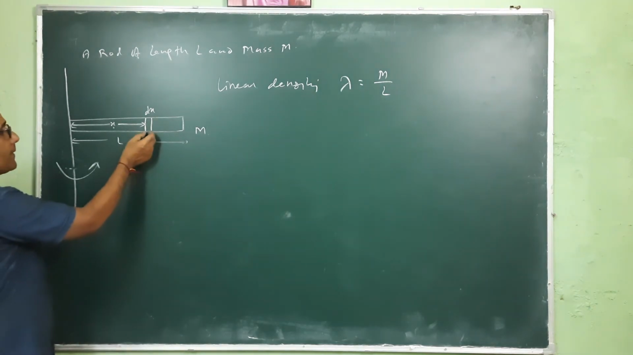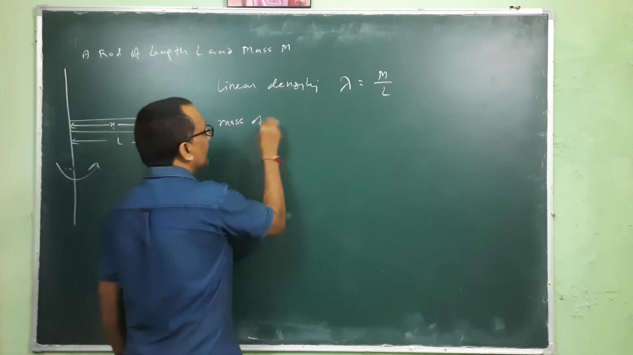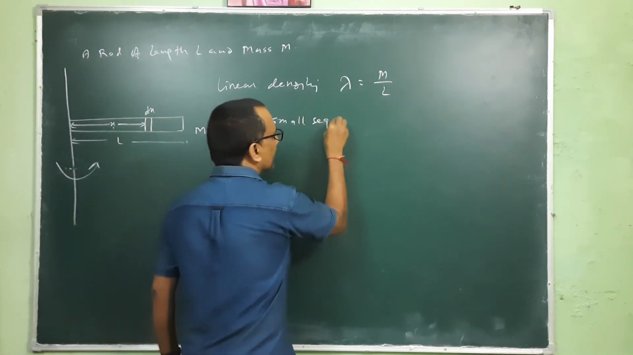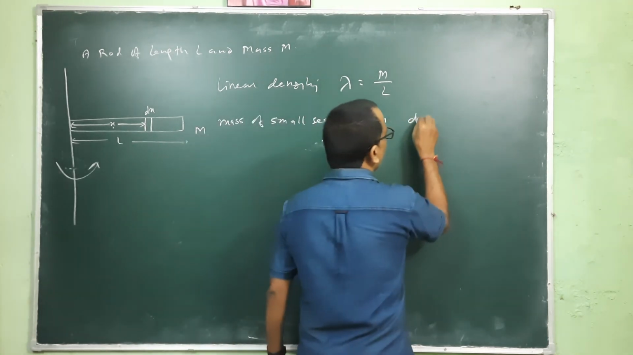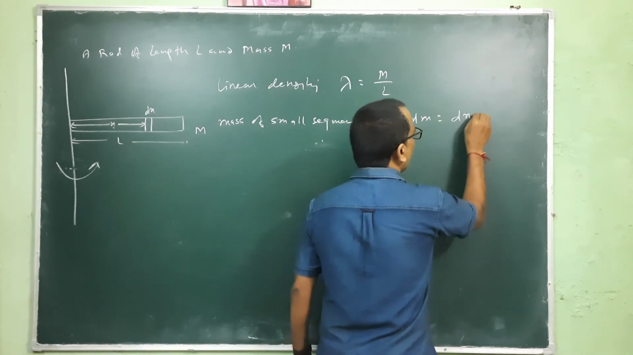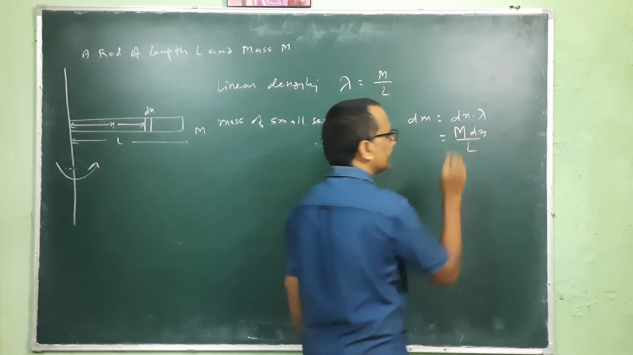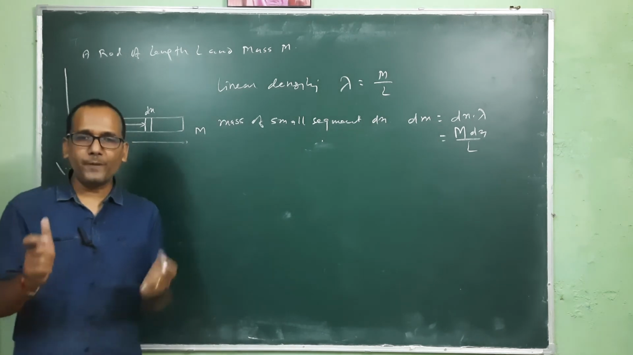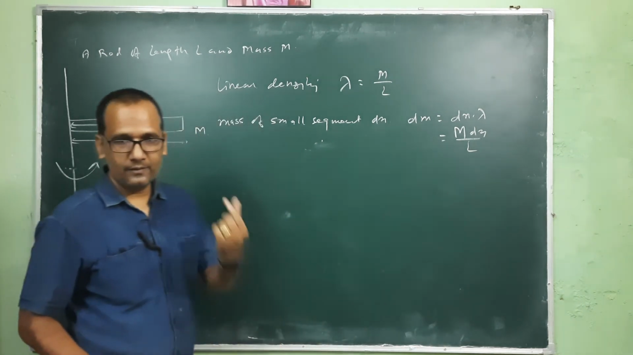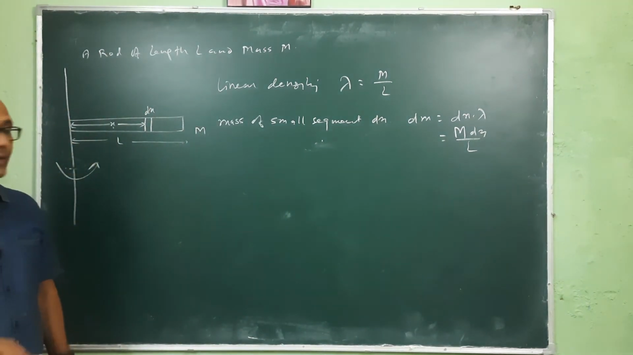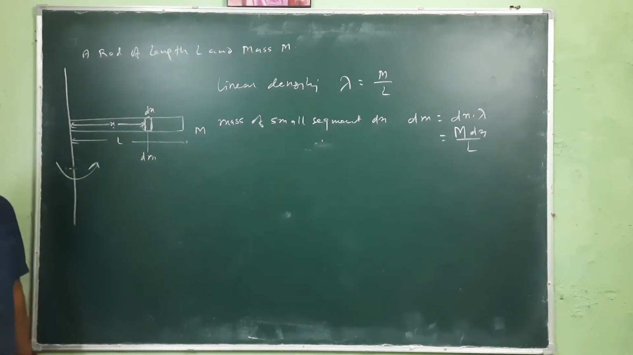Okay, so the mass of this small segment dx we can calculate. The mass of the small segment dx, that is dm, is equal to this dx multiplied by lambda, and this is equal to M dx by L. So mass per unit length we have taken, and then just by multiplying that length term dx, we can get that dm. So the mass of this part is dm, and it is positioned at x.